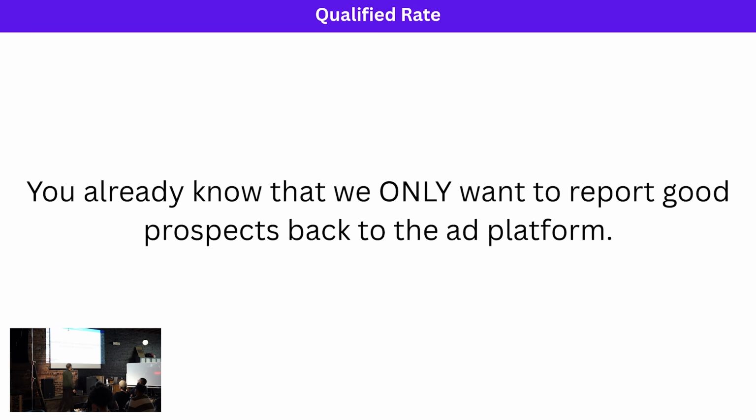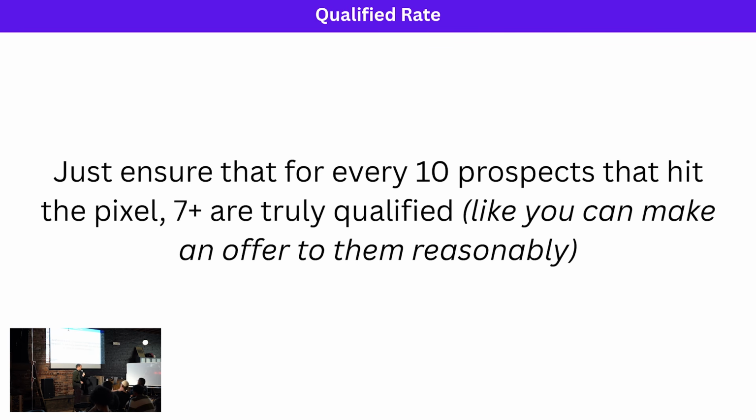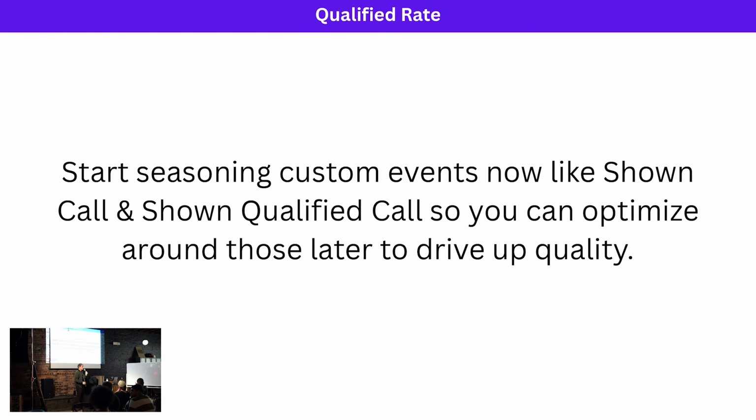Next, pixel conditioning. So you already know that we want to report good people back to the ad platform. We only want to report good prospects back. So if we get booked calls, we only want Meta to see the good people that booked a call. And there's an SOP on this, I'll put it in there later, but just ensure that for every 10 prospects, on average, 7 of them that hit the pixel are qualified. So you can reasonably make an offer to these people. Start seasoning custom events now, like showed qualified calls, so you can optimize around them later to drive up quality.